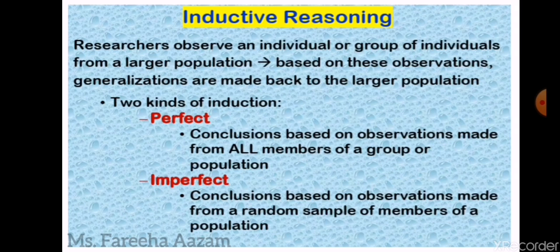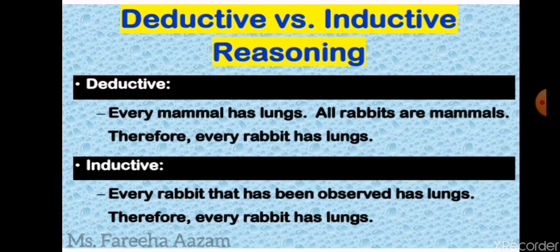Researchers observe an individual or a group of individuals from a large population. Based on these observations, generalizations are made back to the larger population. The two kinds of induction are perfect and imperfect. In perfect induction, conclusions are based on observations made from all members of a group or population, while in imperfect induction, conclusions are based on observations made from a random sample of the members of a population.